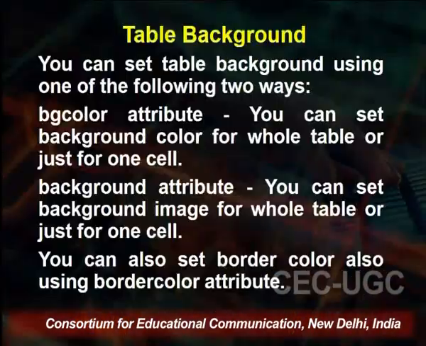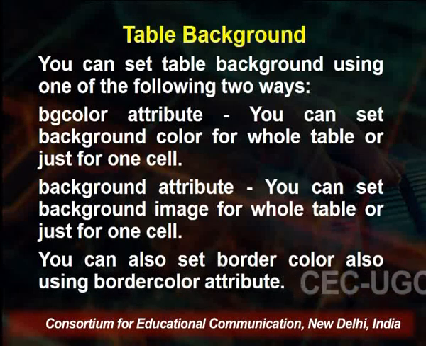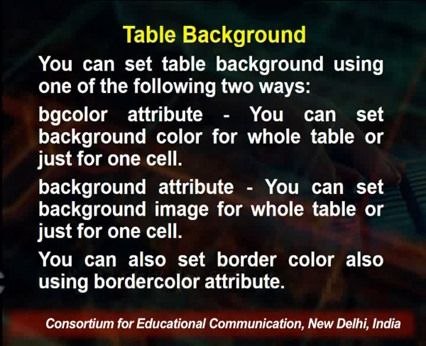Now we will come to the background of the table. Say for example, you want a particular color to come in the table as a background color, or you want an image to be set as a background image for the whole table, or it can be for a single cell also. So we can do both these things. With the BG color attribute, we can set the background color of the table, and with the background attribute and the URL, we can specify the background of the entire table.